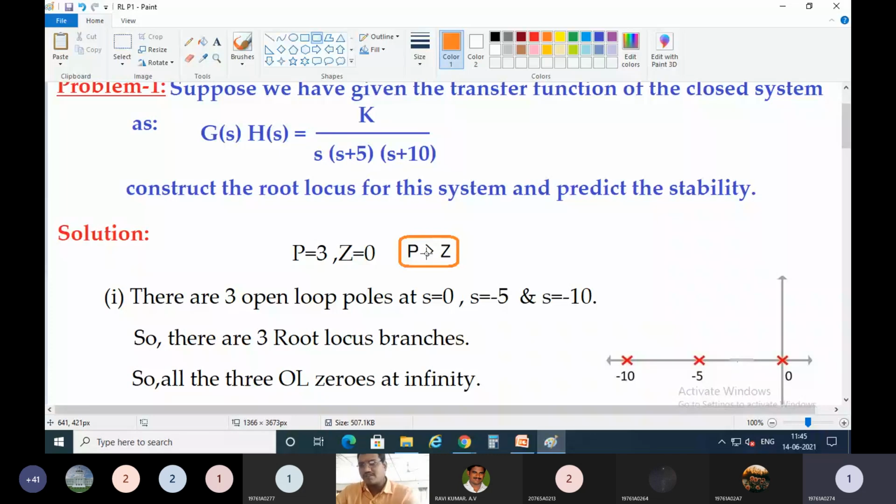The number of root locus branches is equal to the number of open loop poles. That is P. That is equal to how much? 3. So 3 root locus branches.